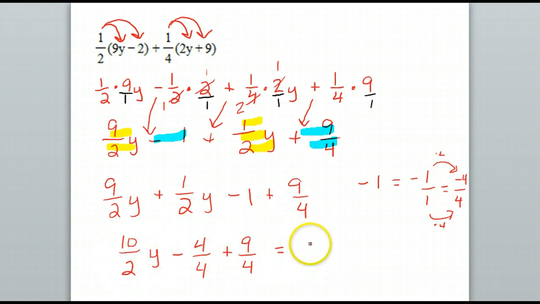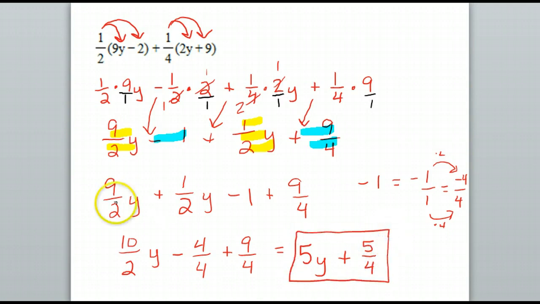Right, 10 divided by 2 is 5y, minus 4 plus 9 is positive 5, and then the common denominator is 4. Alright, and there is my simplified expression. Okay, some trouble people were having with this, they were trying to make this into a mixed number and it wasn't accepting it. And just note, improper fractions are fine. The only thing you want to do is just reduce this if it has any numbers in common.